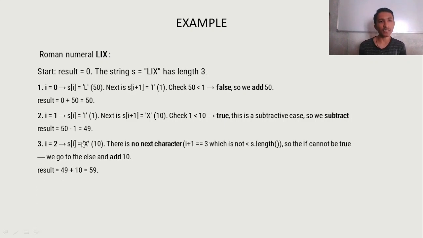Now in the third iteration we have i equal to 2. So S[i] is equal to X, and there is no next character, because i plus 1 will be equal to 3, which is not less than the length of the string. So the if cannot be true, we go to the else and add 10. So finally our result becomes 49 plus 10, that is 59. And here the loop ends and returns the result.